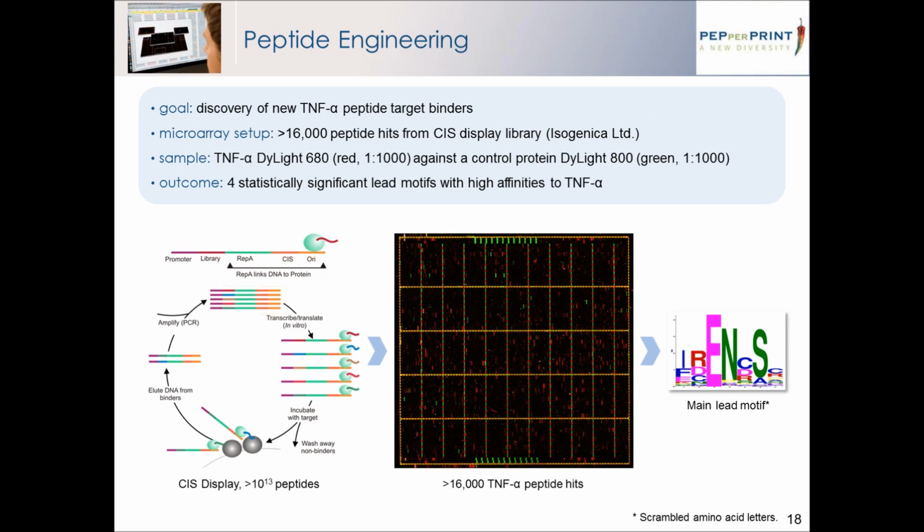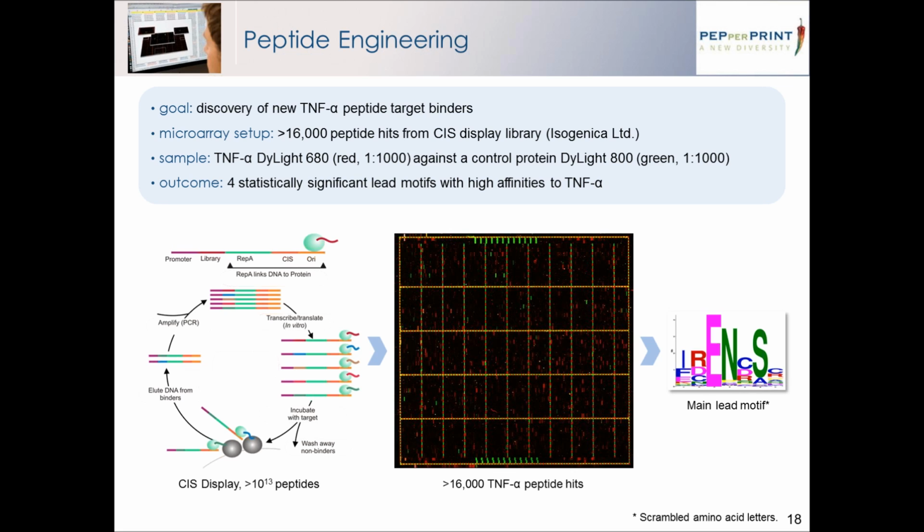And besides analyzing antibody binding, our arrays can also be used for peptide drug development. In collaboration with the British company Isogenica, we were searching in a two-step approach for a peptide binder of TNF-alpha. In the first step, Isogenica applied its CIS display technology, which is based on a library containing more than 10 to the power of 13 peptides.